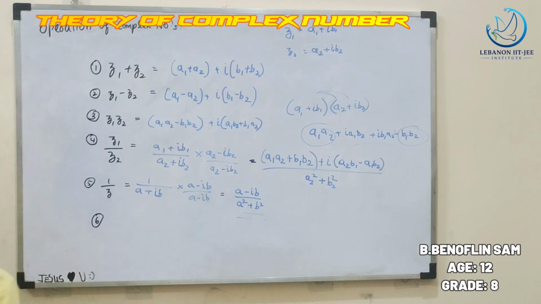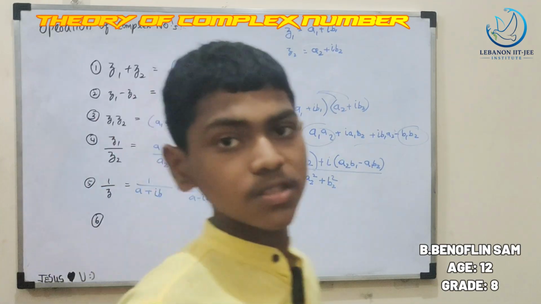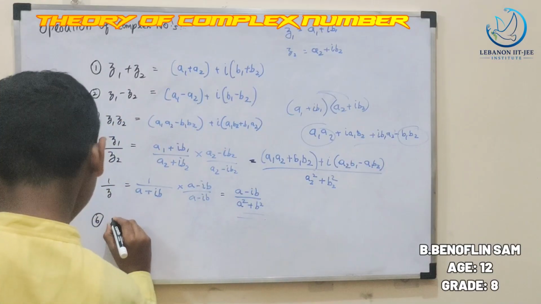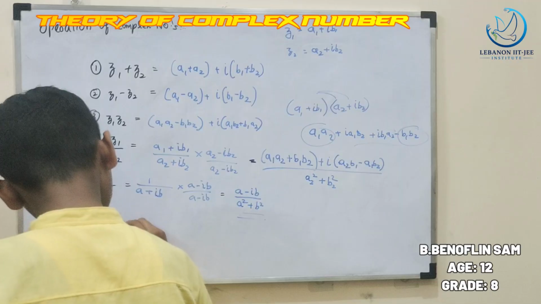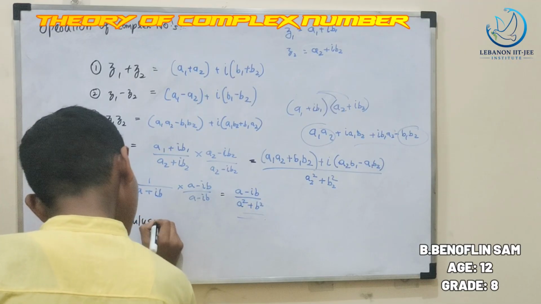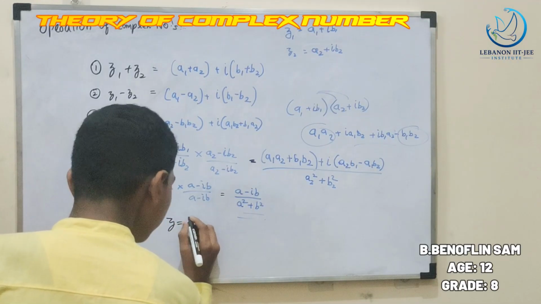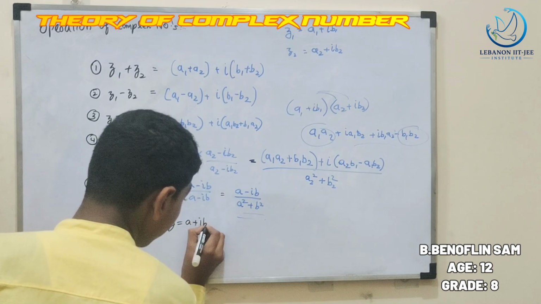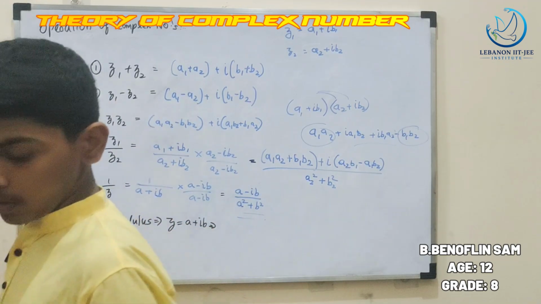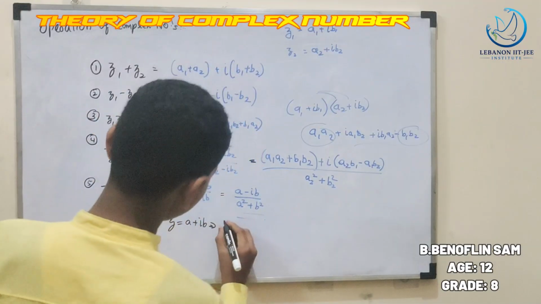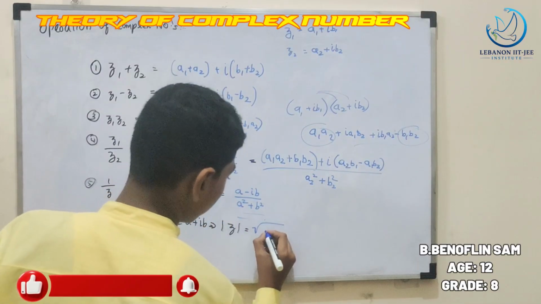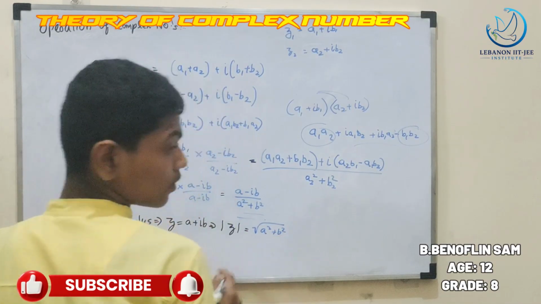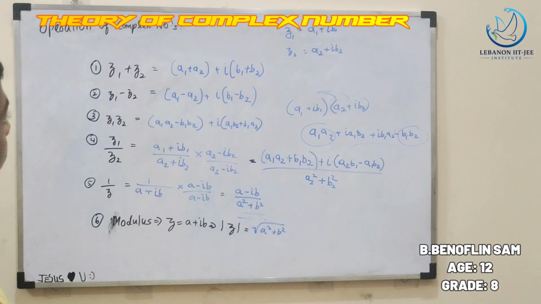The sixth one is the modulus of a complex number. Take z is equal to a plus iota b. The modulus of z has the value root of a square plus b square. This comes from the triangle only.